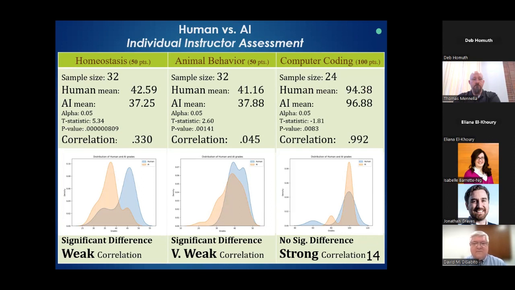Now, to keep blowing our minds, we went to the computer coding where we did the Python assignment, and here, if you look at the distribution curves, you can see that the means line up almost perfectly, and the correlation again is almost perfect at 0.992. So there was no significant difference here in the means, and there's an extremely strong, almost perfect correlation.